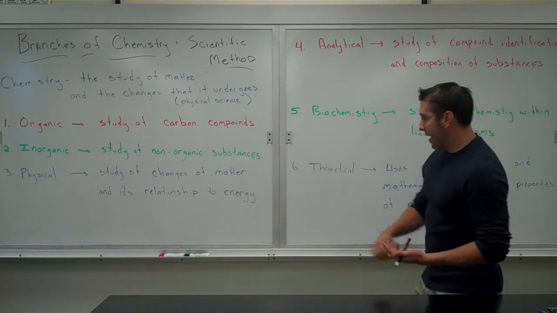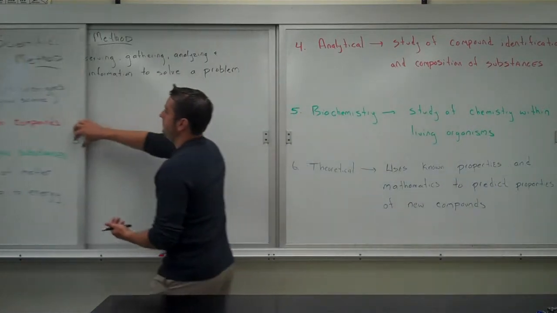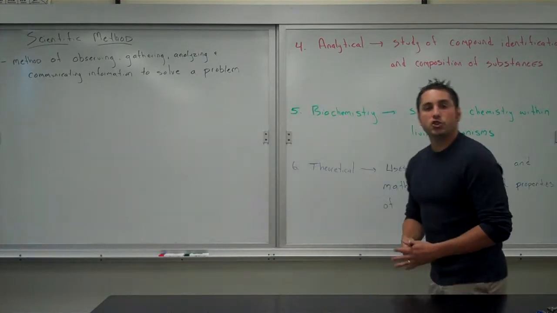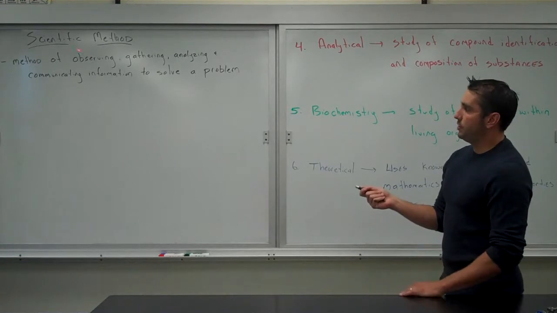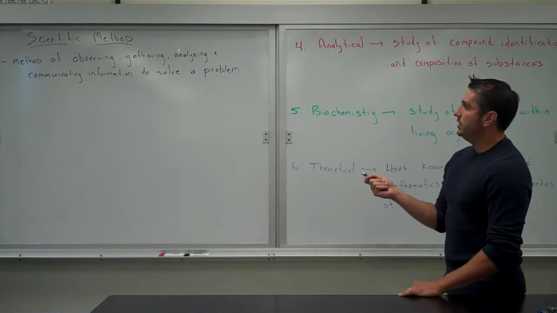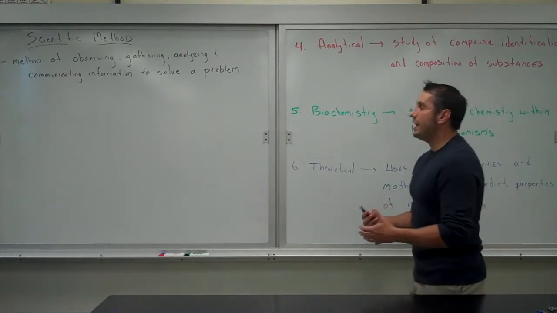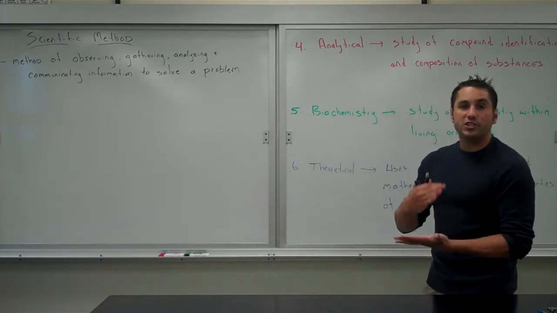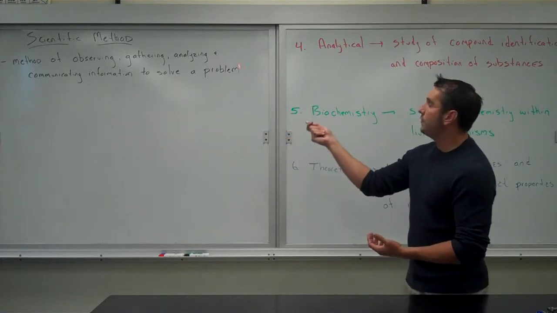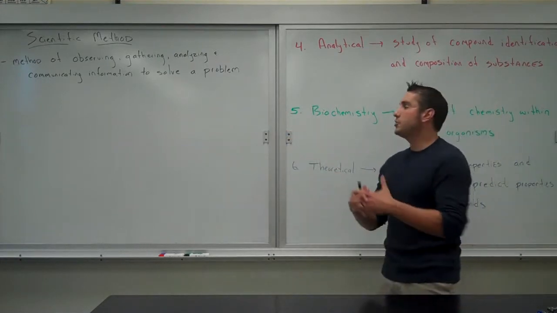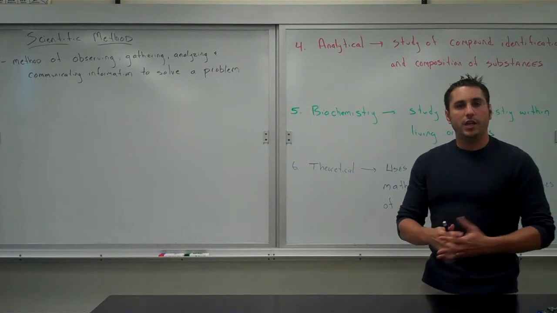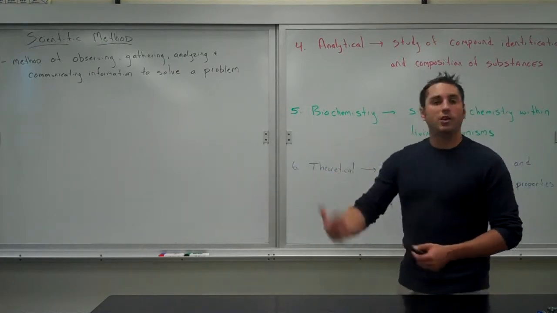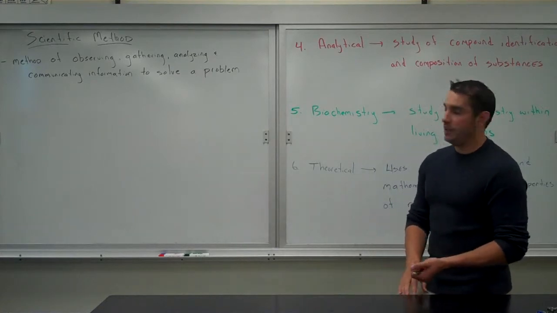The scientific method is simply a strategy used to observe, gather, analyze, and communicate information. That's good in itself, but the scientific method is used specifically with the goal of solving a problem. We want to figure out a question and then use a very systematic process to try to come up with an answer to that question.